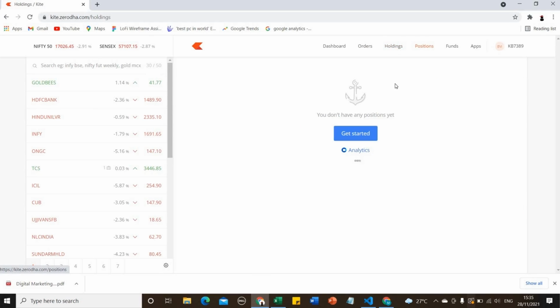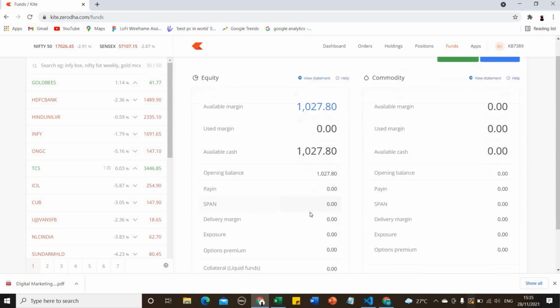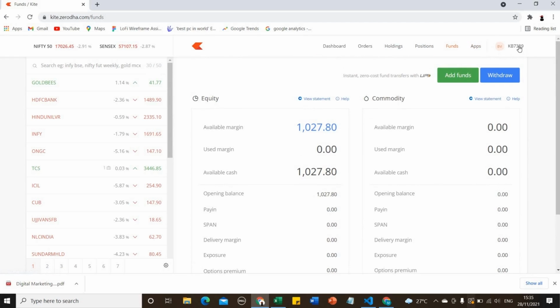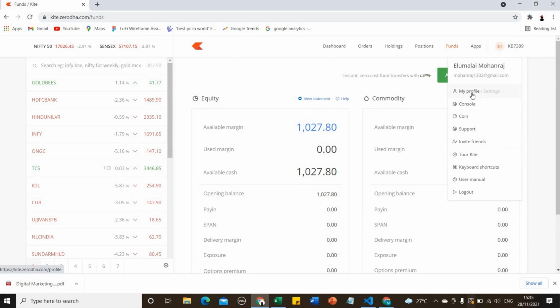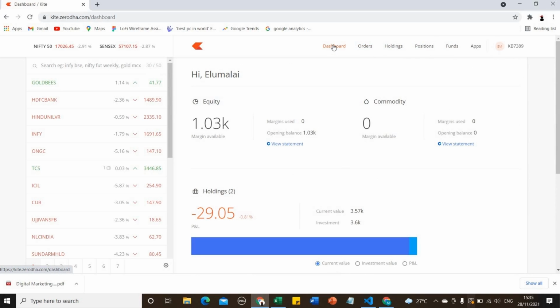Okay, and this is positions. If you're doing intraday trading, it shows in the positions column. This is your funds column, and it shows your funds, and this is your account. You can see your profile, console, coin, support. I'm going to show how to trade in Zerodha, how to buy the stocks in Zerodha.